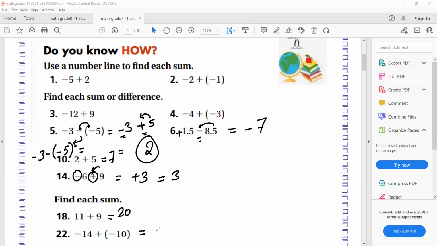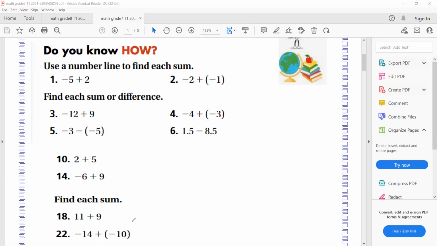Number 22. Number 10, Miss, we didn't solve. I solved it. 7. Oh, 7. Okay. Negative 14, positive and negative, my dear, it will be negative, okay? Two different signs, it will be negative. Negative 14, negative 10, add or subtract? Add. And the answer will be negative, yeah? Yeah. Easy. Okay.